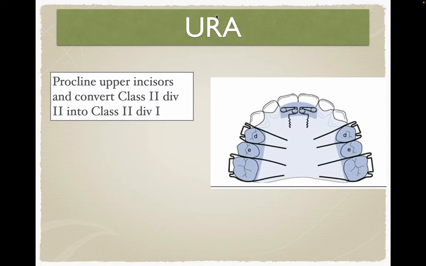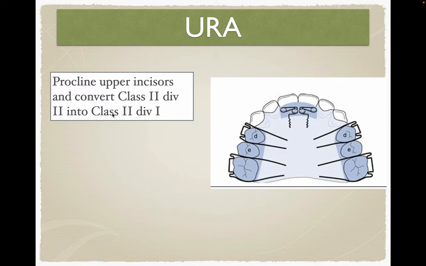The first one is to use a URA, in which you procline the upper incisors and you convert the patient from class 2 division 2 into class 2 division 1. And then that's the first stage, and then you move to the second stage, in which you do the functional appliance treatment, in which you posture the mandible forward, and then you go to the third stage, which is using the fixed appliance treatment.